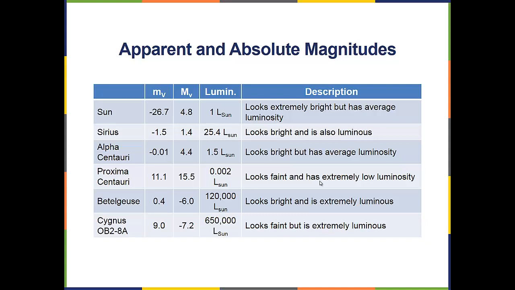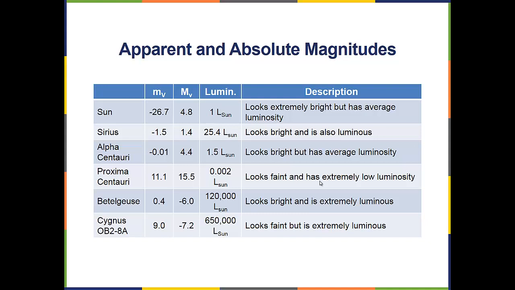Let's skip to Proxima Centauri. This is the closest star to the solar system. In other words, it's the second closest star to us, after the Sun. It's incredibly faint. Its apparent magnitude is 11.1. It's not even remotely visible to the naked eye. We can only see down to 6th magnitude, even on the darkest, clearest night. As expected, Proxima Centauri has an extremely large absolute magnitude, 15.5. This star is 0.002 times as luminous as the Sun.